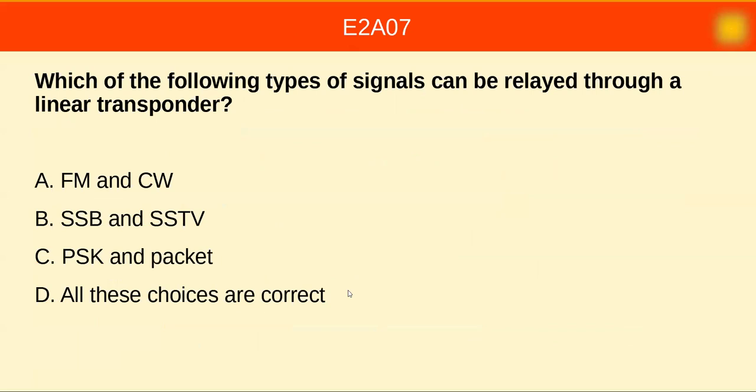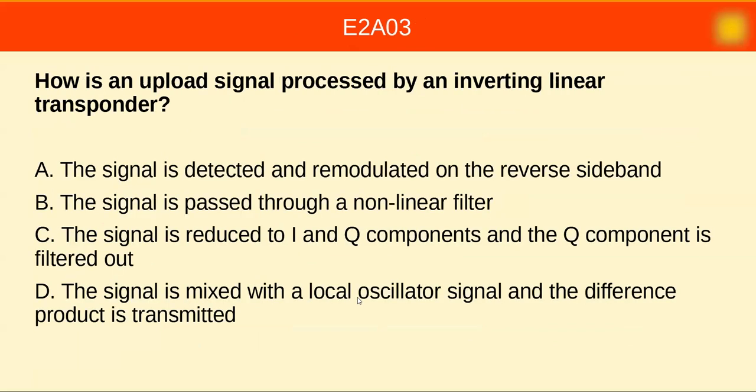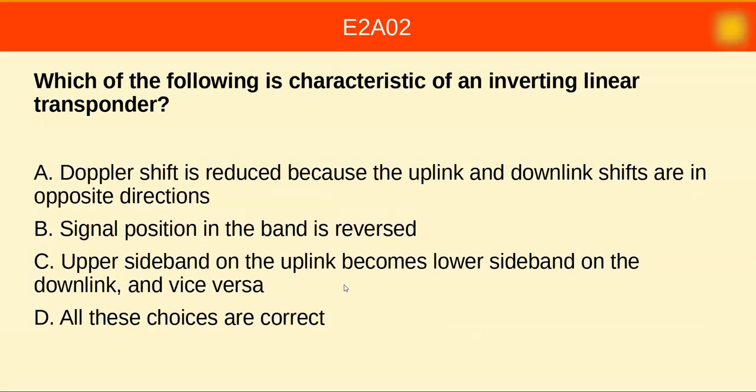Which of the following types of signals can be relayed through a linear transponder? How is an upload signal processed by an inverting linear transponder? Which of the following is characteristic of an inverting linear transponder?